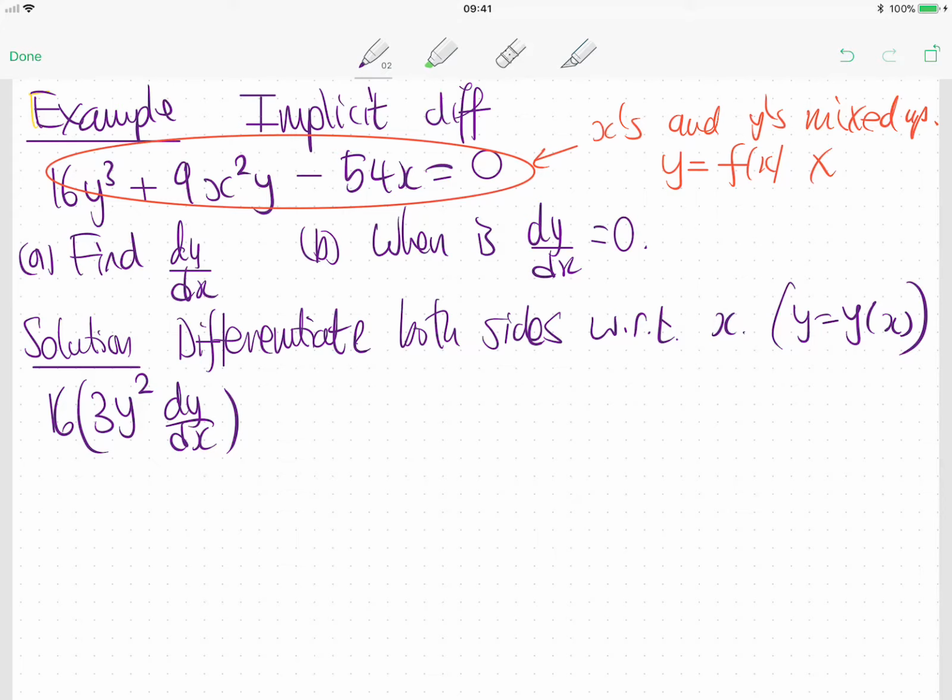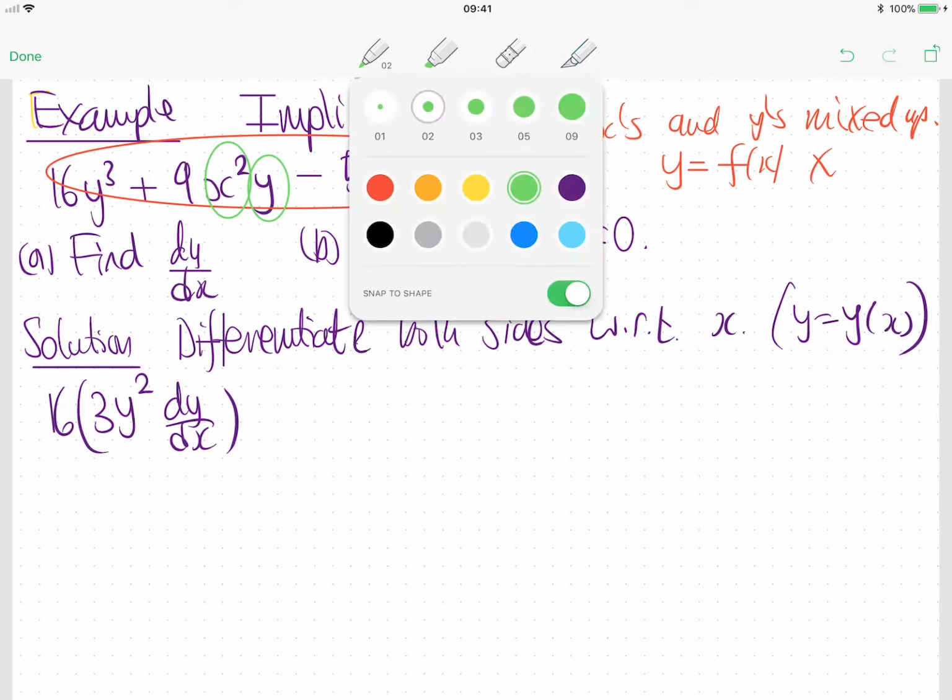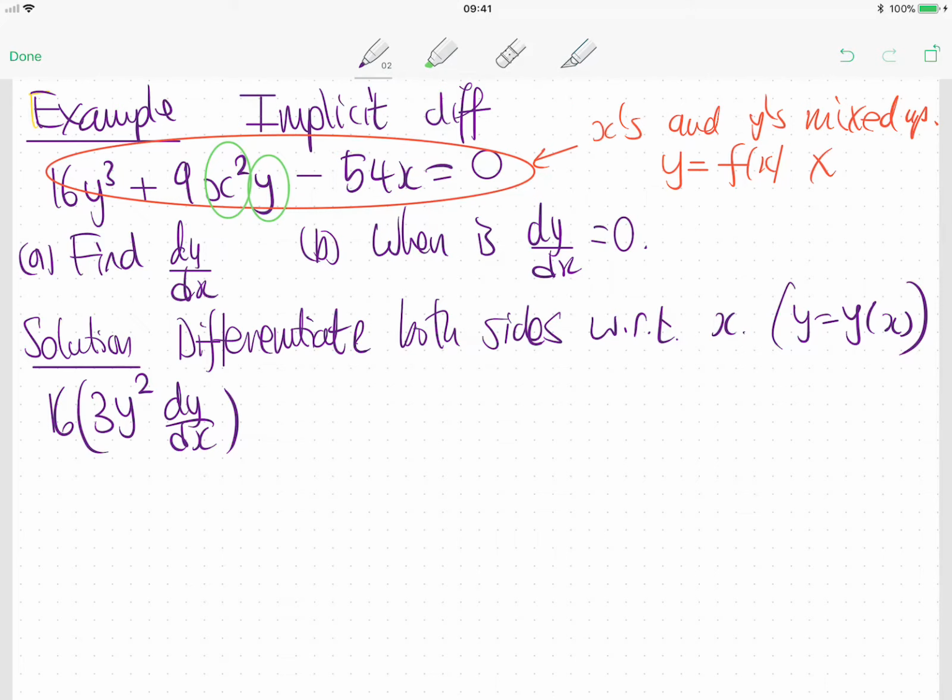For the second term, this is where it's a little bit easier to make a mistake. This y here contains lots of x's. We don't know what's inside it. And we're timesing by x squared. And we need to differentiate this product. Well, we're going to need to use the product rule. So the product rule says take your two factors. So let's take 9x squared as one and y as the other. Differentiate the first, keep the second the same. Keep the first the same, differentiate the second.